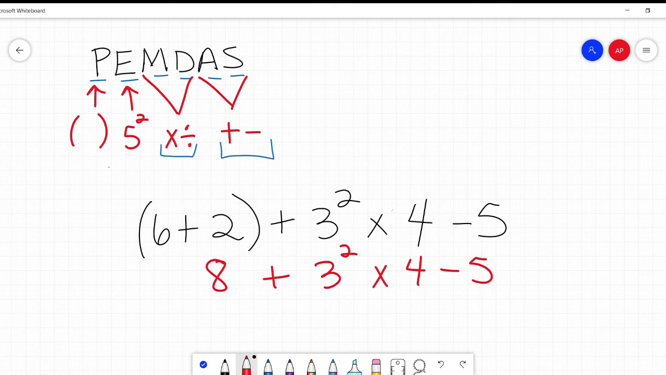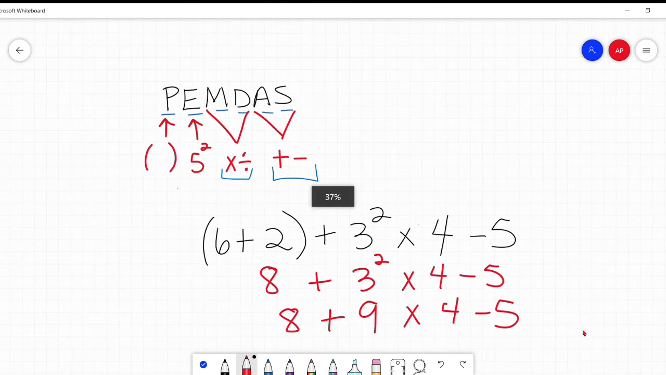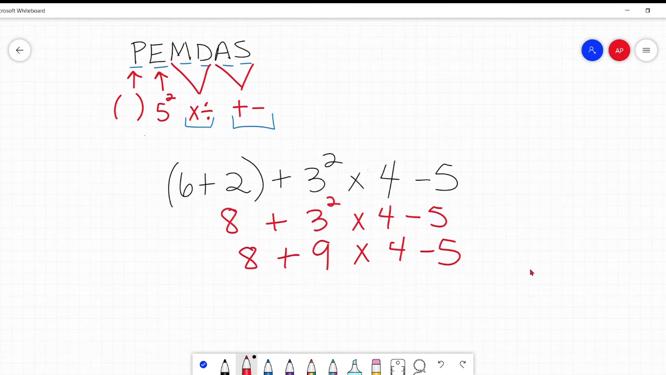Okay, so my parentheses, 6 plus 2 is 8. Then we have our exponent, 3 squared. That's 9. So now I have 8 plus 9 times 4 minus 5. Okay, I'll zoom out a little bit more. Now, what do I have? I have plus, times, and a minus. I need to do my times, my multiplication first. 9 times 4 is 36.